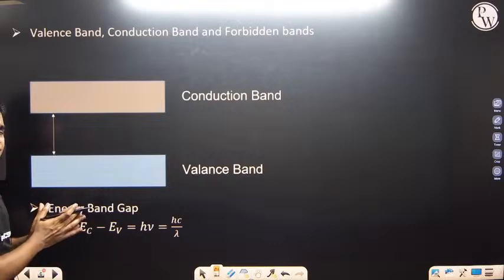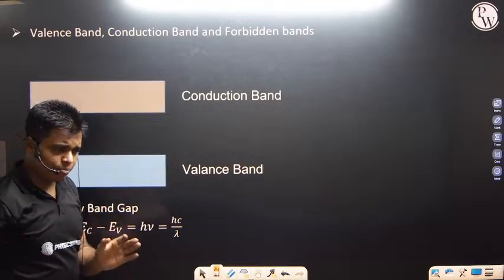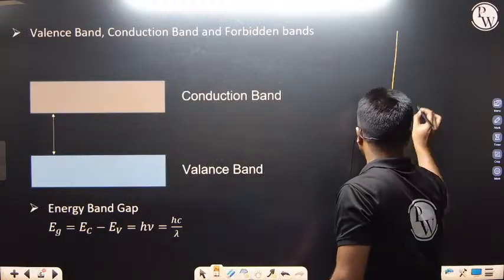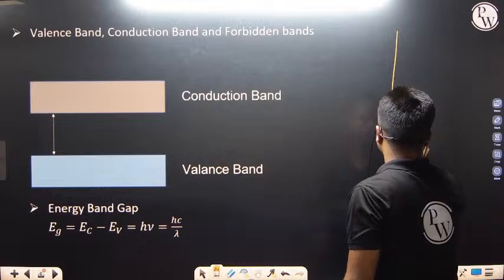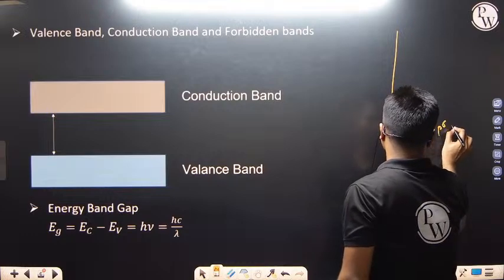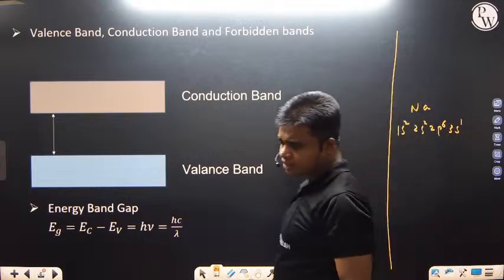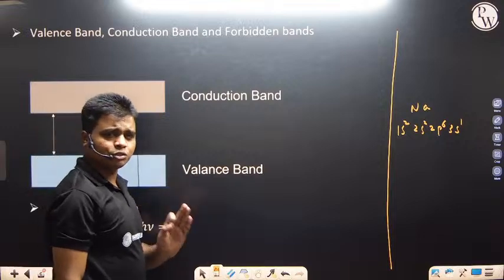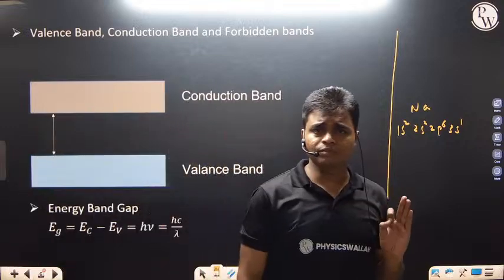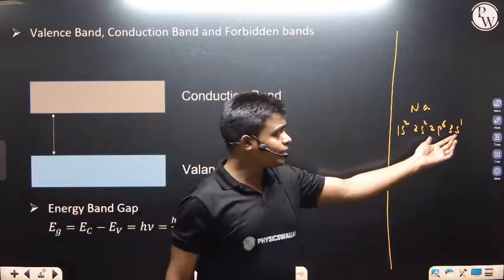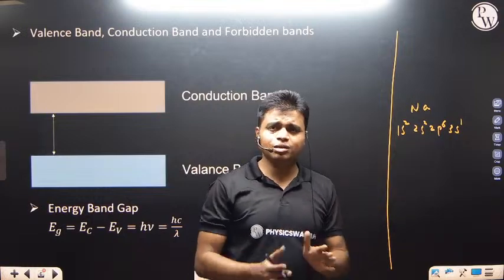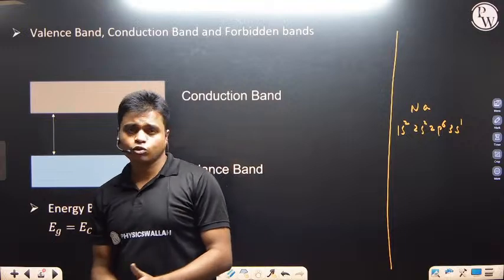So what is this band theory? If you talk about any element, for example sodium, what is sodium? Electronic configuration 1s2, 2s2, 2p6 and 3s1. So there is 1 valence electron for sodium. If there is a crystal of sodium, there will be so many sodium atoms, each contributing 1 electron, that is the valence electron. Thousands of sodium atoms will be there.